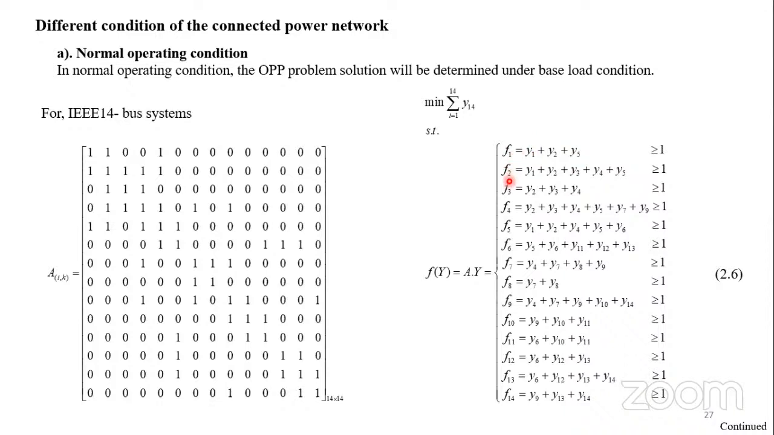Similarly, for bus number 2, if you want to observe bus number 2, then a PMU must be placed at either 1, 2, 3, 4 or 5. And likewise for bus number 3, if we want to monitor bus number 3, then a PMU must be placed at either bus 2, 3 or 4, and so on and so forth. So this is the meaning of these equations, and this is for normal operation. In this way we will solve the OPP problem.